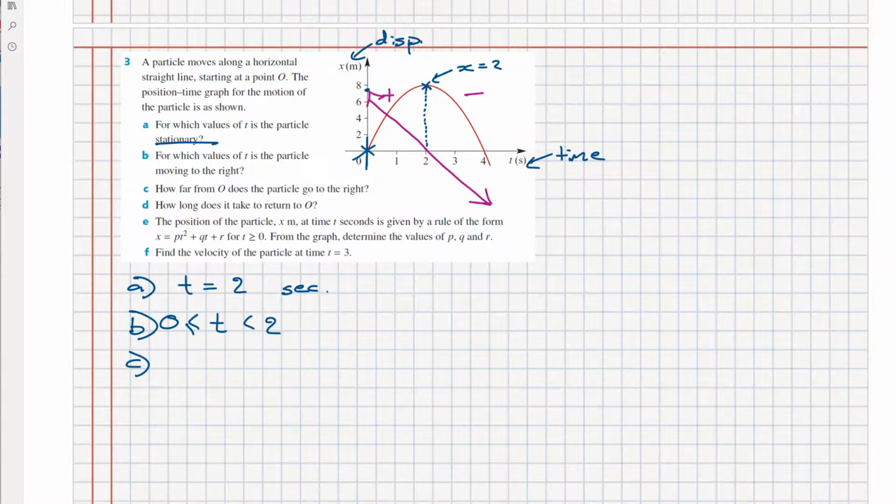Alright, now question C. How far from the origin does the particle go to the right? So again, we don't have the formula, so we have to infer the information from the graph here. How far does it go? Alright, so it's a case of when is the velocity 0, in which case when is it going to hit its maximum displacement from the origin, and it's all a case of here. So how far does the particle go to the right? We go across, and it's going to be that guy there. So it's 8 meters.